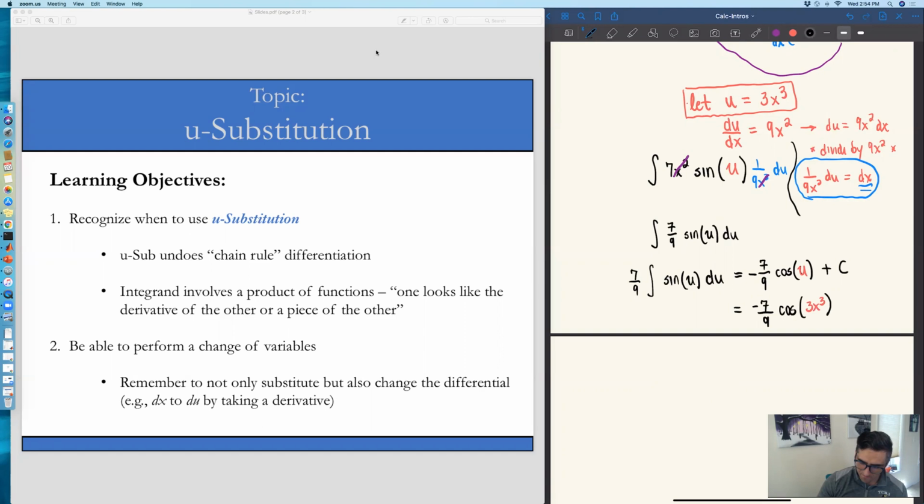plus c. And we're going to be going over many other problems like this in class, but hopefully this gives you a sense of the mechanics that we're going to use for u-substitution.